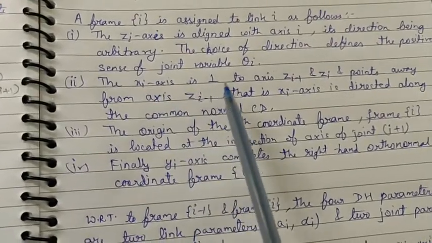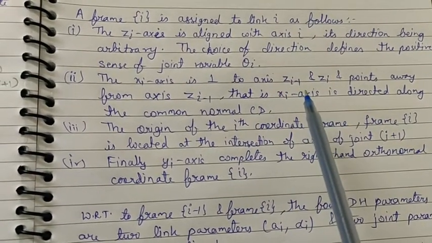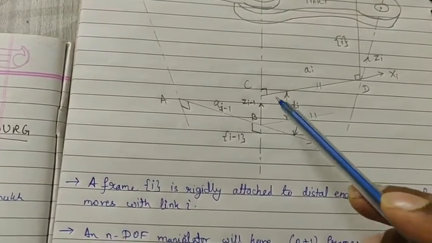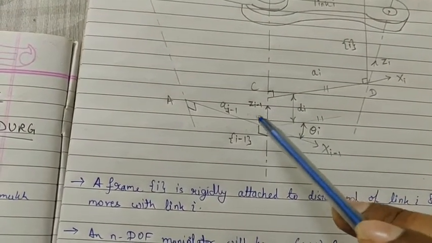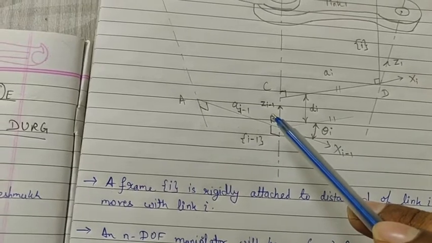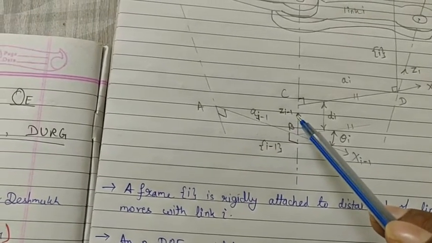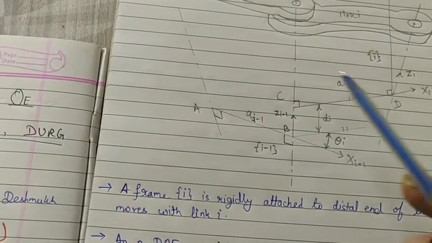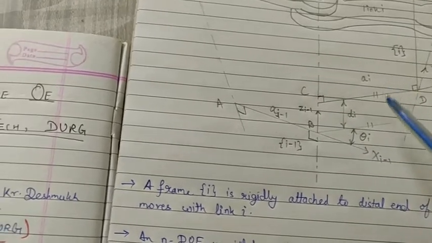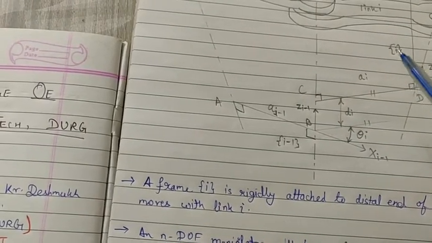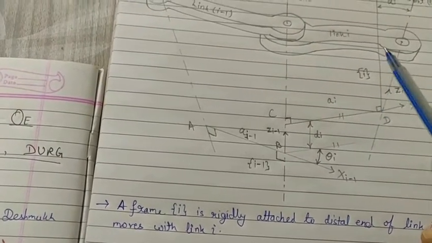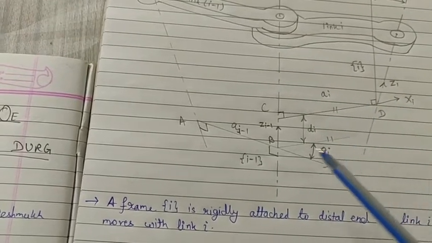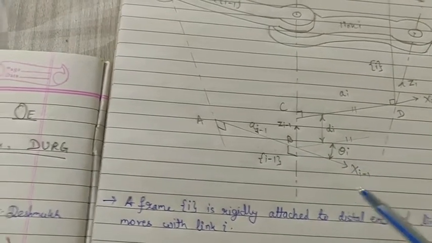Next point: the X_i axis is perpendicular to axes Z_i-1 and Z_i. The X_i axis is perpendicular to the Z_i-1 axis and the Z_i axis. This is the Z_i axis and this is the Z_i-1 axis, and the X_i axis is perpendicular to both. This is the perpendicular axis. This is X_i-1.